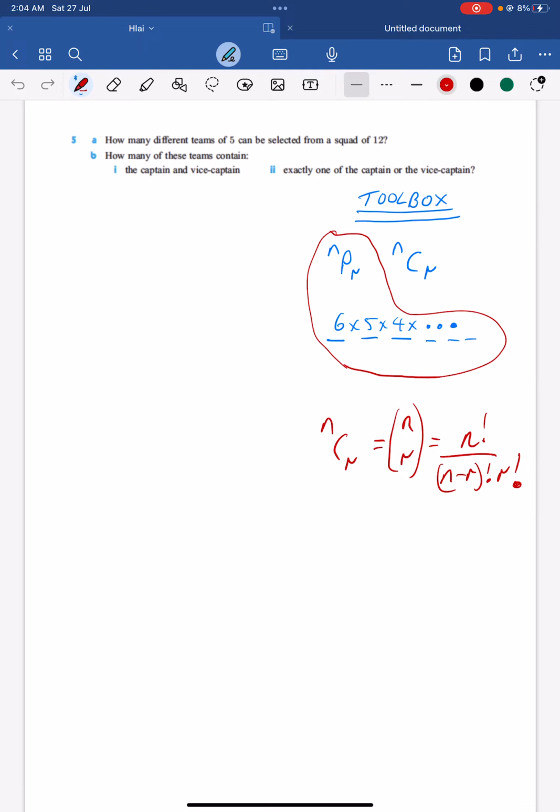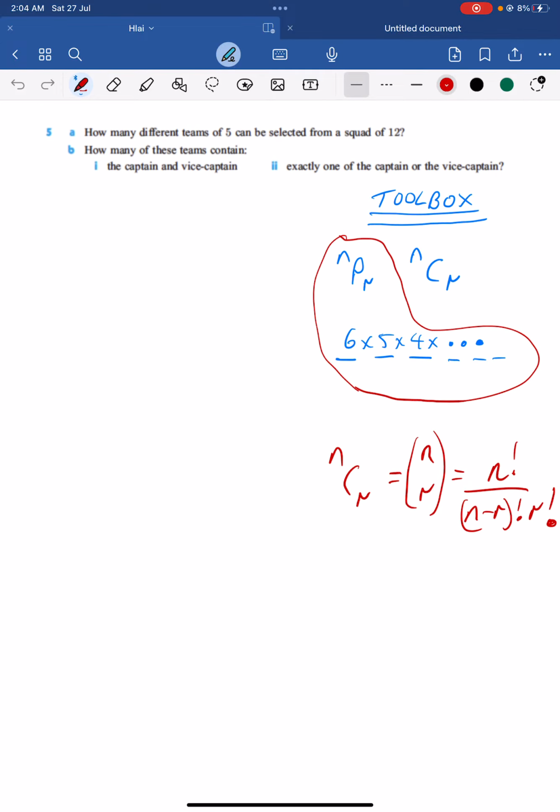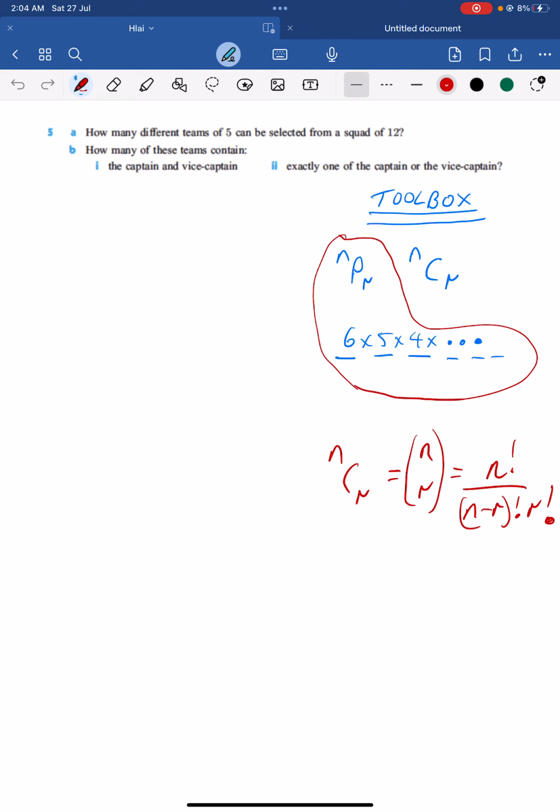Okay, so let's have a look at this question now. How many different teams of 5 can be selected from a squad of 12? Okay, so we think selected. Teams, there's no positions, right? There's no captain, defence, or anything like that.